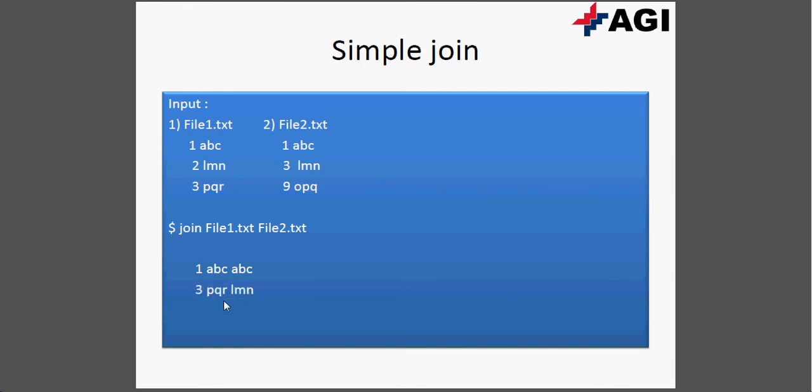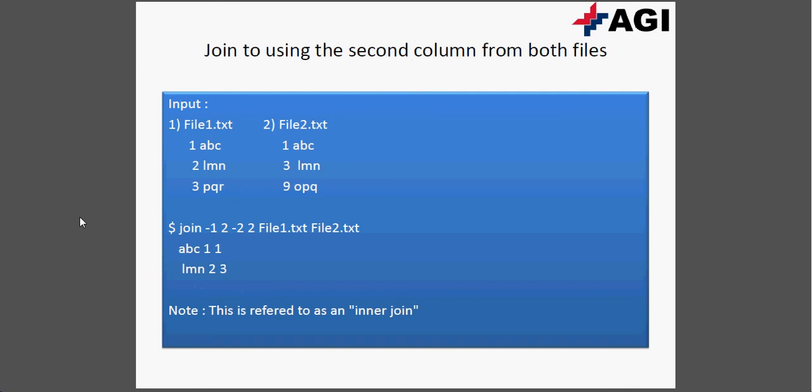Here 1 and 3 is common, and then I can use join using the second column from both the files. In my previous case we just looked at the first column to join. Now here we can specify to look specifically into the second column for any common matches. In our second column here are the alphabets. Alphabets A, B, C and L, M, N are common in both the files, so it will print out the lines containing both. This is also referred to as inner join.